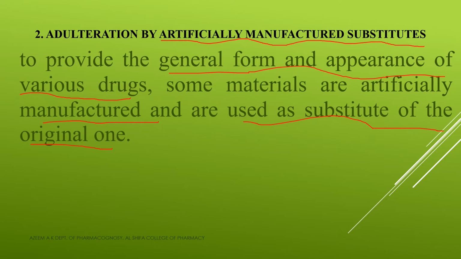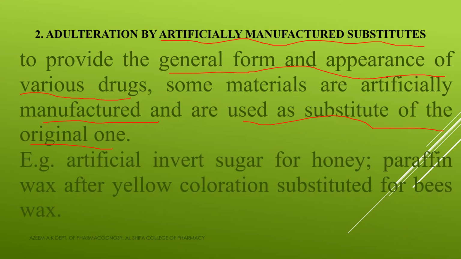So in order to get the general form as well as appearance of the various drugs, some materials are artificially manufactured and they are used as substituents for the original drugs. Clear? So the common example is artificial invert sugar in the case of honey. Honey is a natural substance and it is costly also. In order to adulterate honey, we manufacture artificial invert sugar. This has similarity with honey, but it lacks the originality, that is, it lacks the quality of honey. But this artificially manufactured invert sugar can be used as an adulterant for honey.